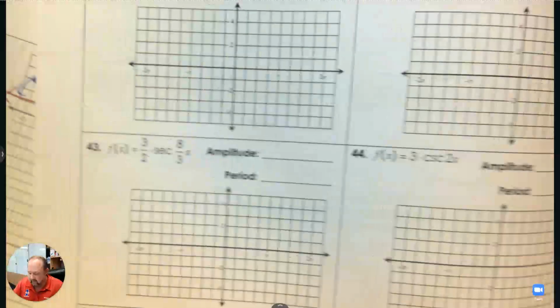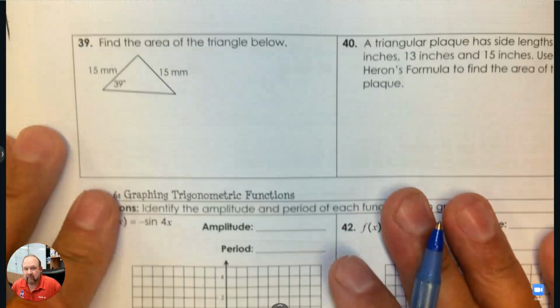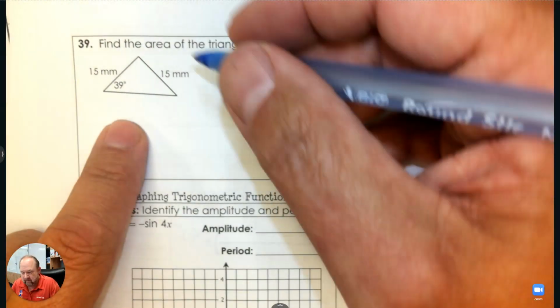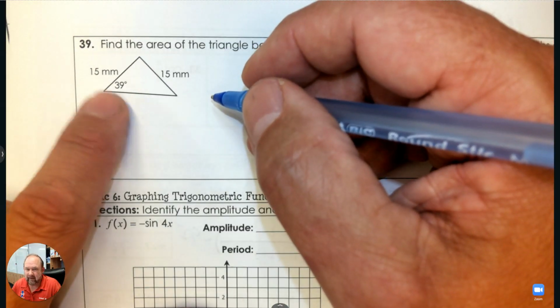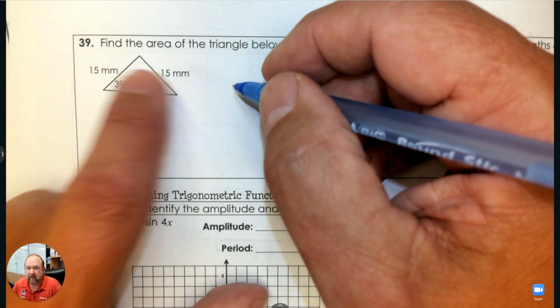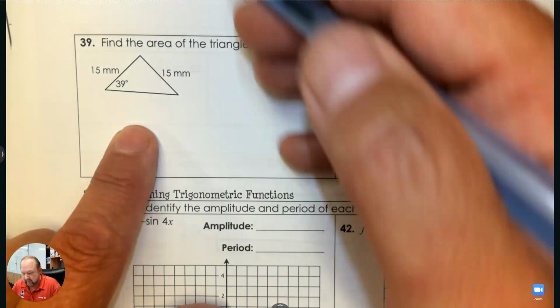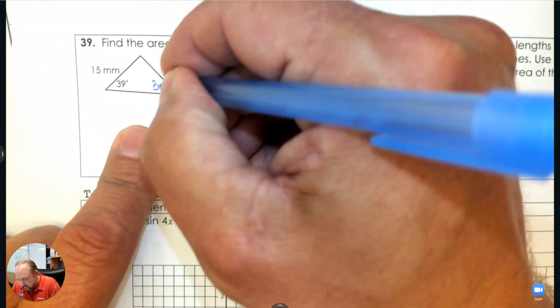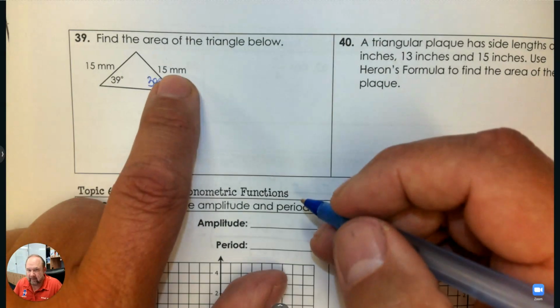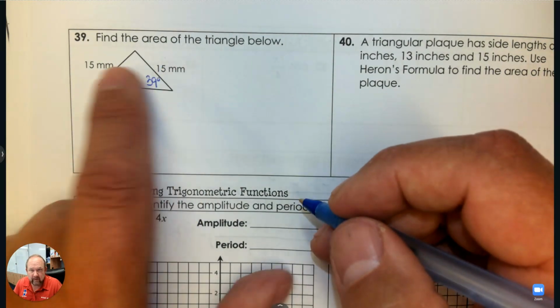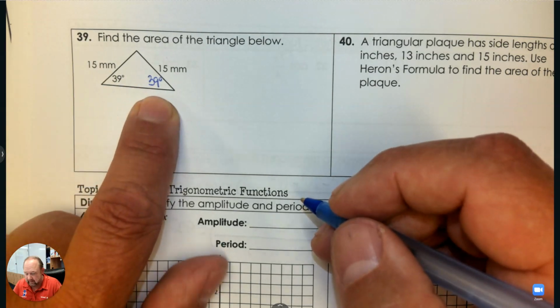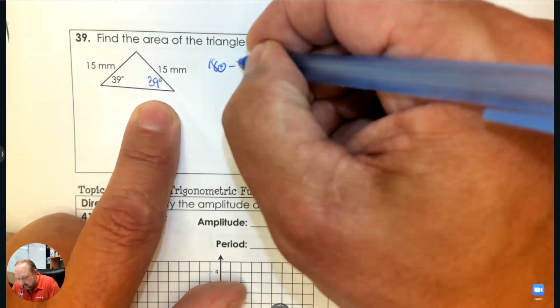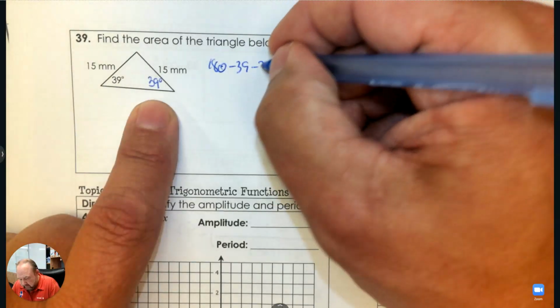All right, turn the page. Find the area of this. How do I find the area of this triangle? So I need to be able to find something here more than half. So this is isosceles. Do you see it, 15, 15? Because it's isosceles, the same sides are always opposite of the same angle. So if this is 15, then same size exactly, that must be the same angle, which means I can go 180, subtract 39, subtract 39.